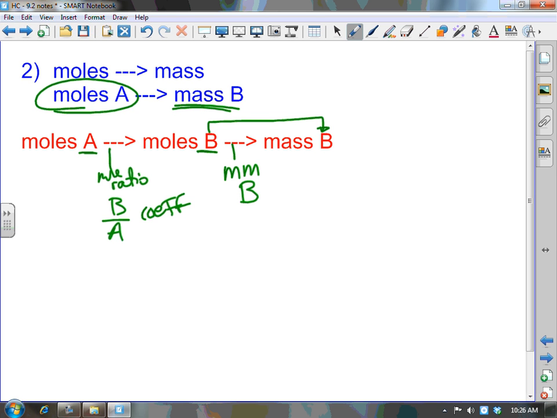So here it's a 2-step calculation. I'm using 2 conversion factors. I'm using the coefficients from the reaction, and I'm also using one of the chemicals' molar mass. Add up its formula.